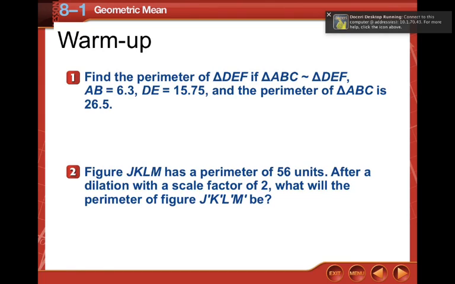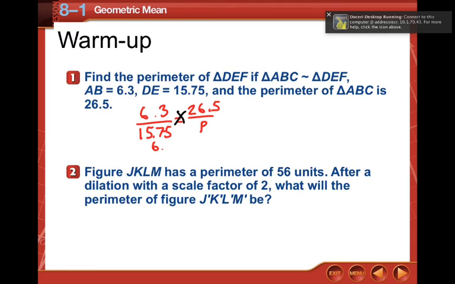So our proportion can be 6.3 over 15.75 equal to, now those are the two side lengths, so now we need to use the perimeters. Since 6.3 is AB, and it goes with triangle ABC, the 26.5 is going to go on top since it is the perimeter for triangle ABC. And then we'll just put P there for the perimeter for triangle DEF, what we're trying to find. So now we just cross multiply.